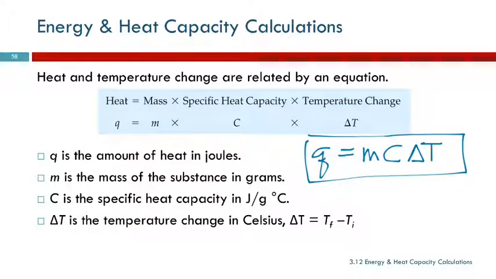It means change in. And by convention, delta is always the final minus the initial. So if the temperature goes up, the final temperature is higher than the initial, and the change in temperature is positive. Going up is positive, going down is negative. If the final temperature is lower because it's cooling down, then it's a negative temperature change.